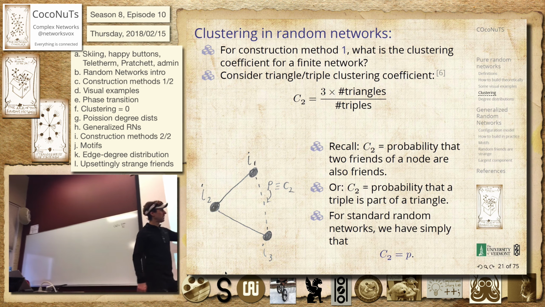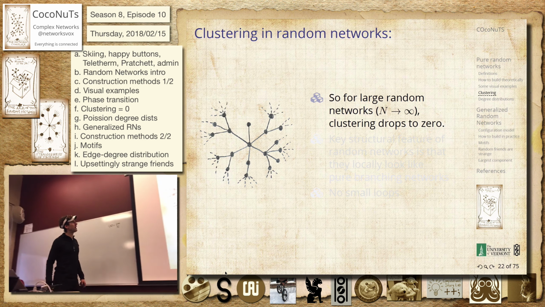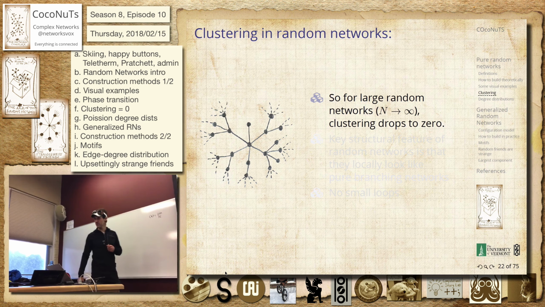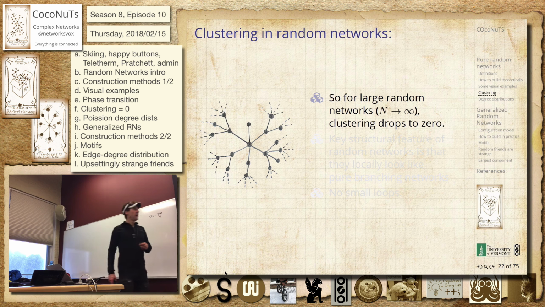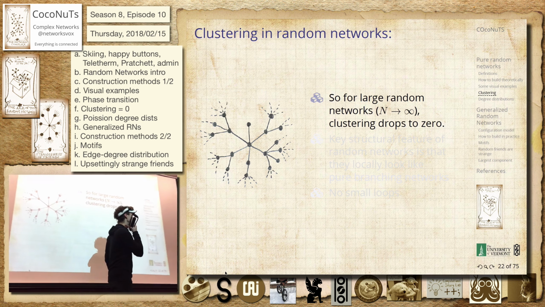Okay, and that is the story. Locally, these things look like branching networks, which is going to help for our calculations for how things spread and so on.